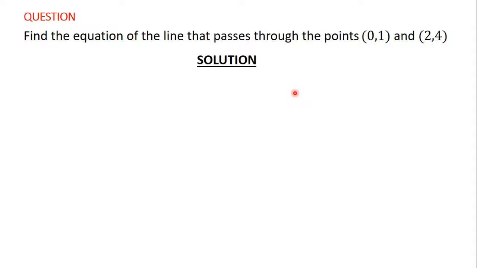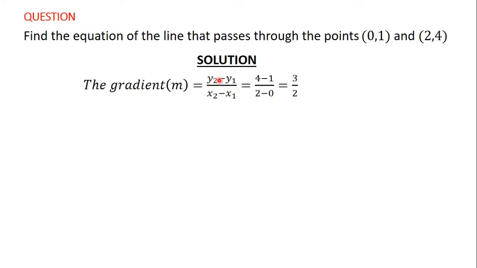To find the gradient of the straight line, we are going to use the formula y2 minus y1 divided by x2 minus x1. The first point will give us x1, y1, and the second point will give us x2, y2. So y2 is 4 and y1 is 1. x2 is 2 and x1 is 0. We substitute this information into this formula to find the gradient of the line. So y2 minus y1 will give us 4 minus 1, and x2 minus x1 will give us 2 minus 0. And this will give us 3 divided by 2. So the gradient of this straight line is 3 divided by 2.